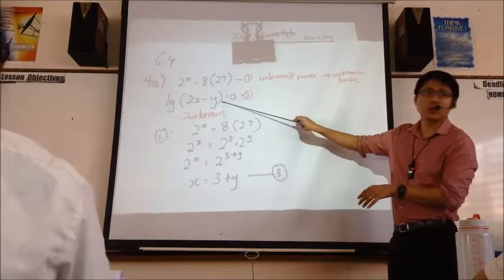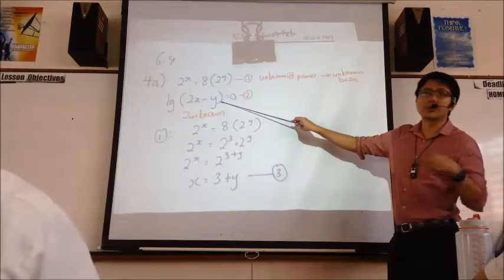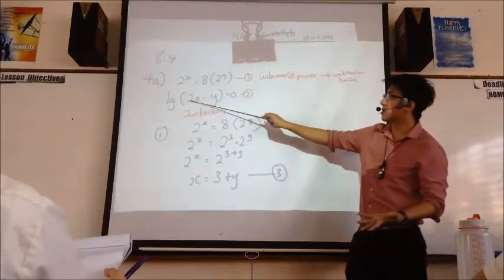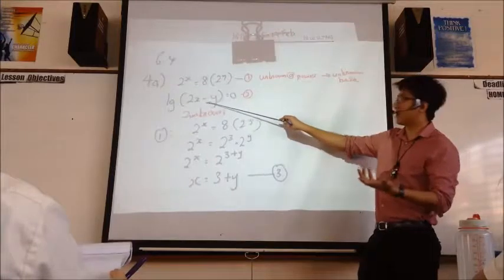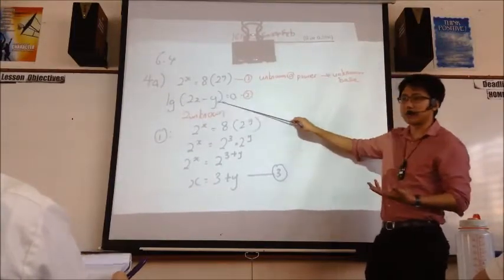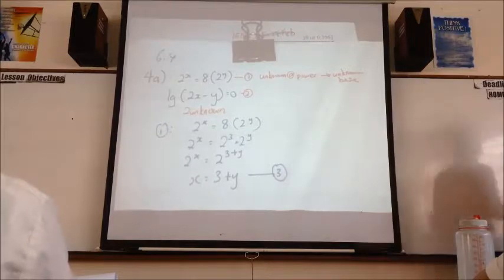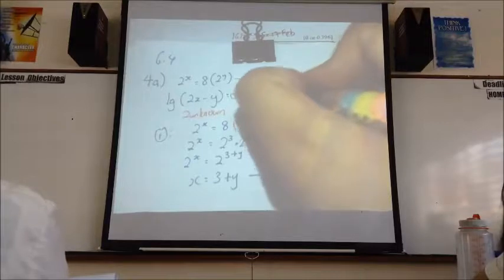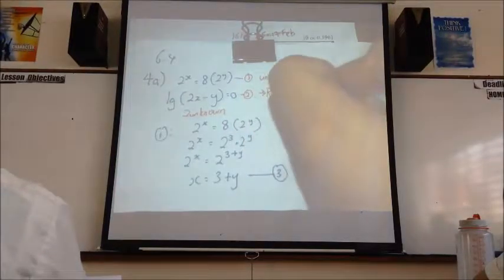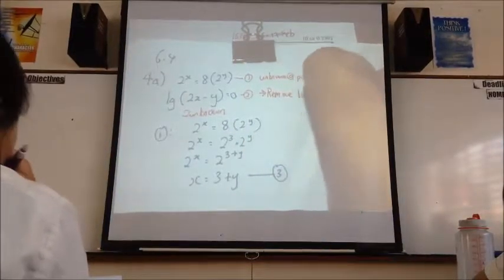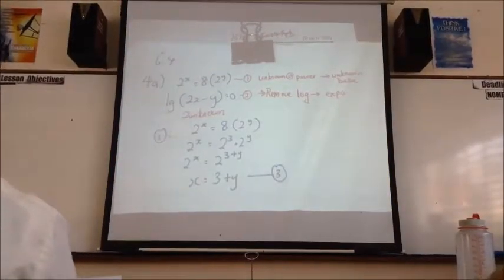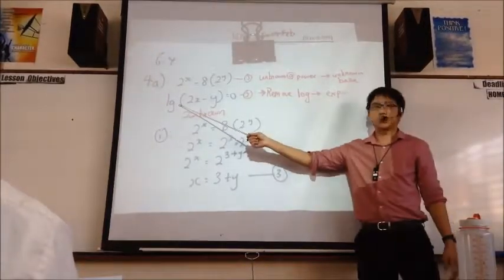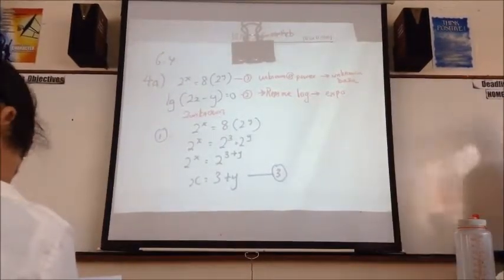Now look at the second equation. There is a log there. So you need to remove the log. Because you see 2y minus x, you can't do anything, but if you remove the log, then maybe you can do something. Now how do you remove the logarithm? It means you change to the exponential form. Let's try. This log has a base. This is base 10.